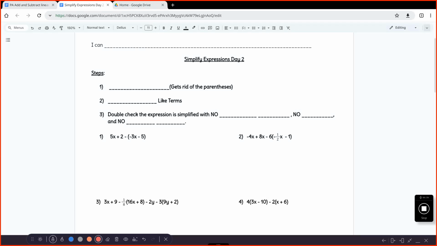In this video, we are going to go over how to simplify expressions. You already know how to simplify expressions, so this is kind of like a review. We really want to make sure that you perfect this skill of simplifying. So step one is to distribute. You want to get rid of the parentheses. Step two is to combine like terms, right?